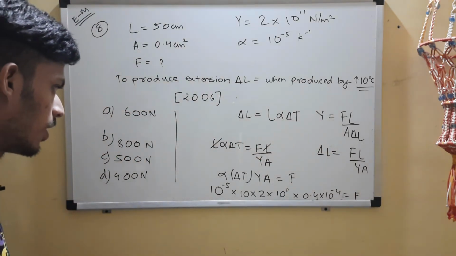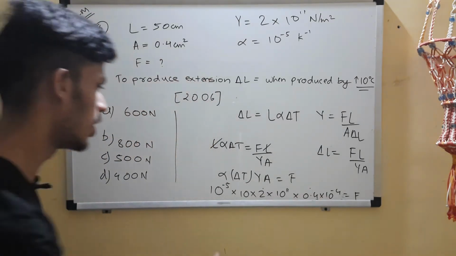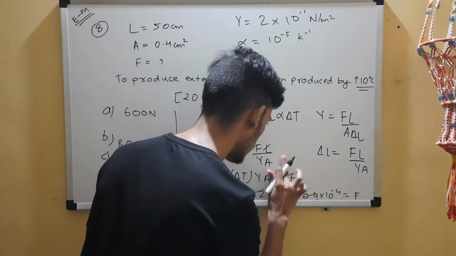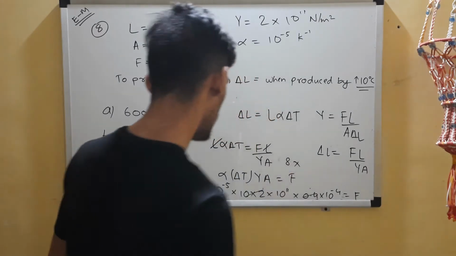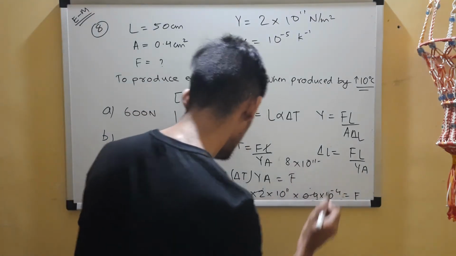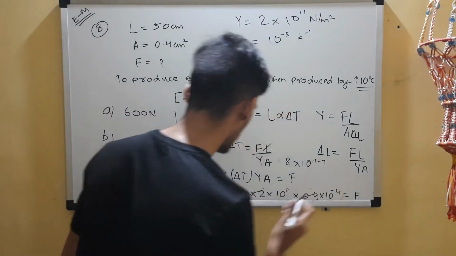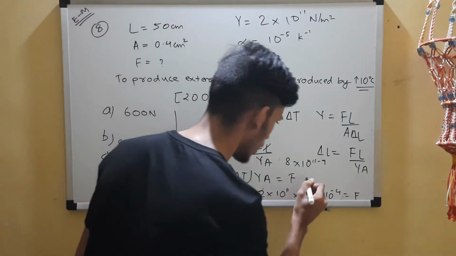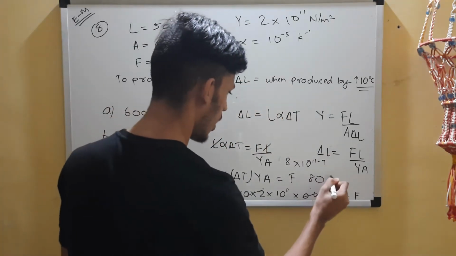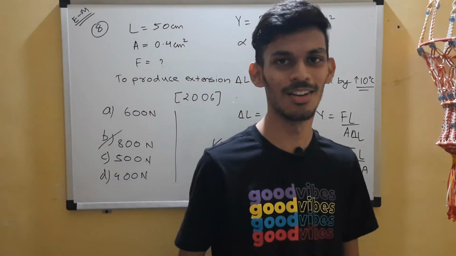So that will give you 2 into 0.4, that is 0.8, and with this 10, that will give you 8, right? So 8 into 10 to the power, you can see that it will be 11 minus 5 minus 4, that is 2. So that will be 8 into 10 to the power 2, that will be 800. 800 is the correct answer. Over to the next question.